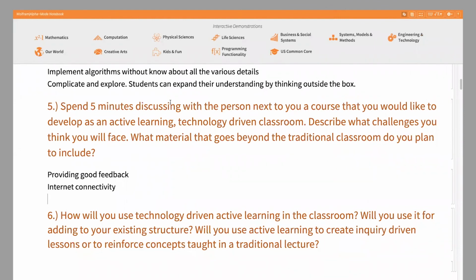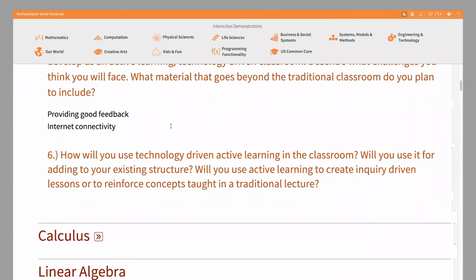So let me get to summarizing here. Those were all very good questions and points. To summarize, Wolfram Alpha Notebook Edition allows you to develop a course from the ground up, or to use it in a course that you already have in place.